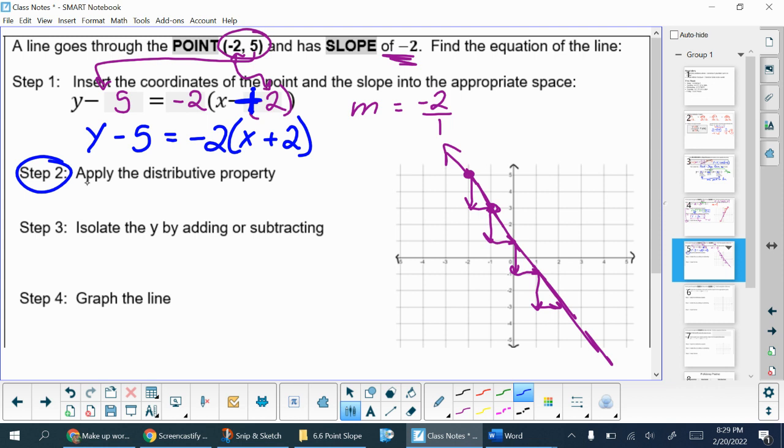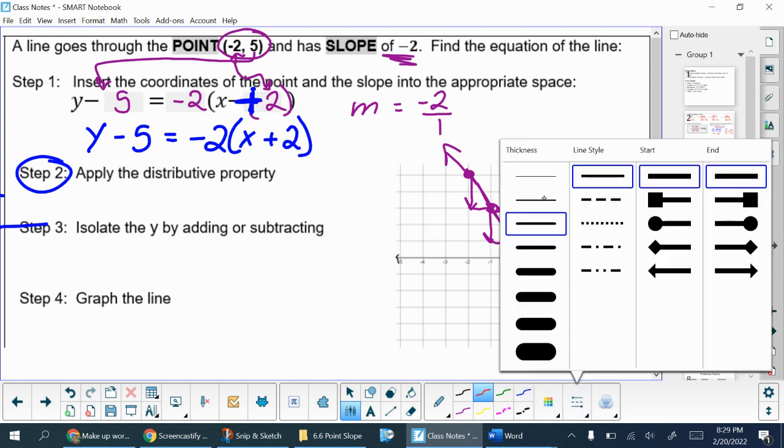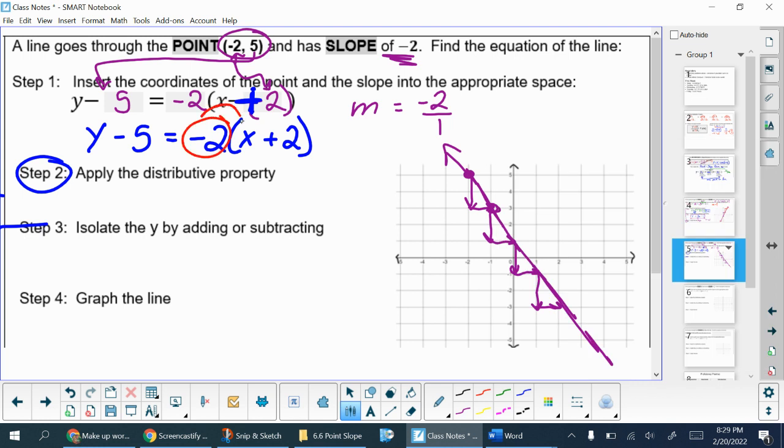So step 2 says apply the distributive property. So I'm going to take my negative 2, and I'm going to distribute it to both of these terms inside the parentheses. And I'm going to leave the left-hand side of the equation alone. y minus 5 equals negative 2x. And then negative 2 times, we now have a positive 2, is negative 4.